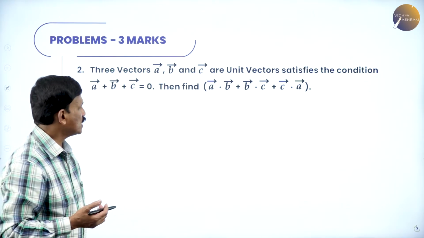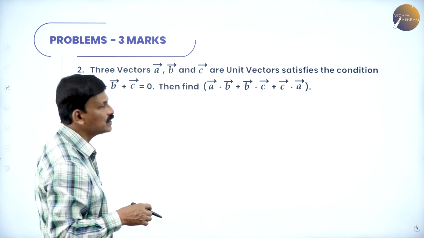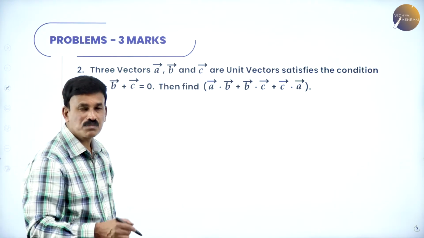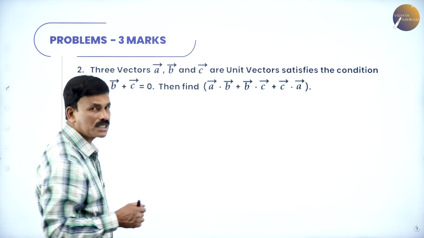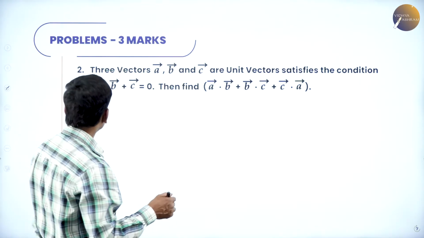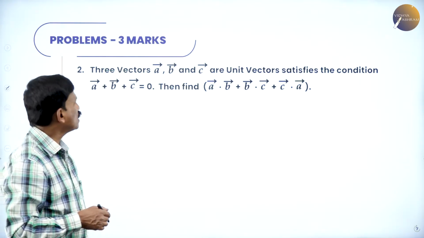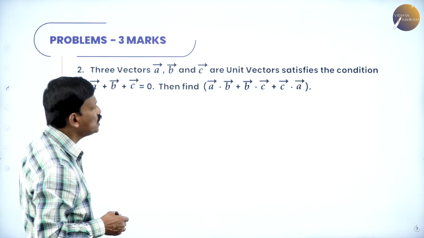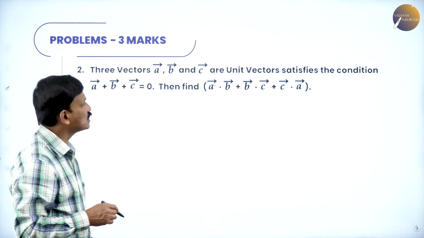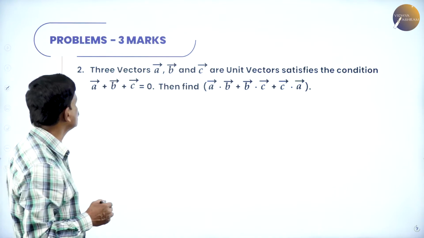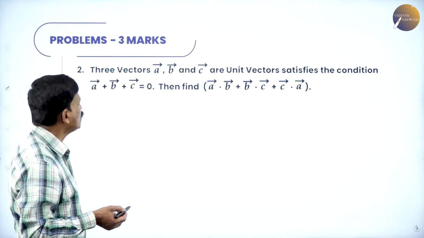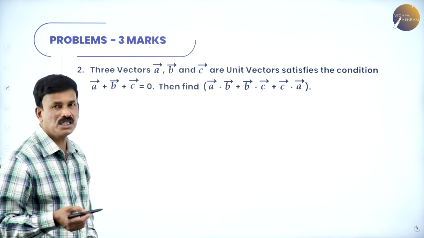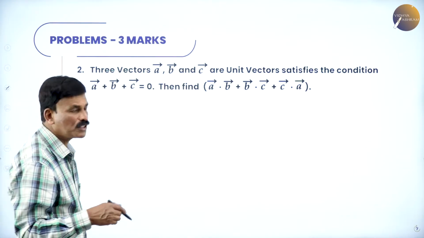Now, let us come to the next problem, the same type of problem as the previous one. What is the problem? Three vectors A, B and C are unit vectors which satisfy the condition A plus B plus C is equal to 0. Then find A dot B plus B dot C plus C dot A. Same type of problem as the previous one.